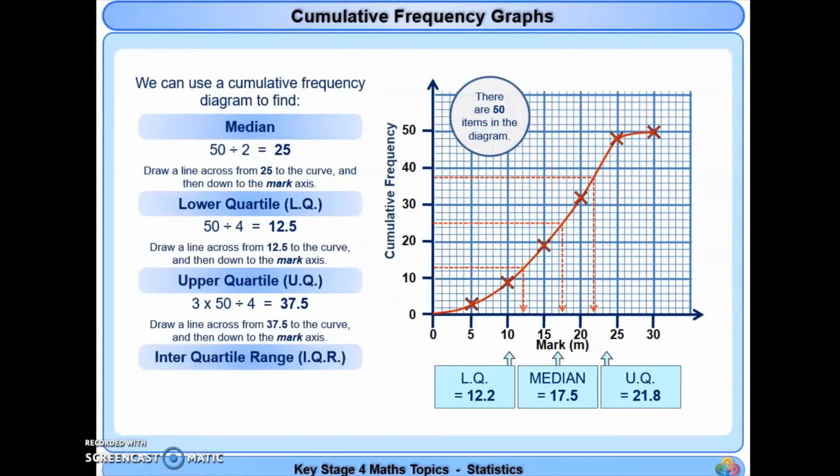Interquartile range is something else I may be asked for. Once we know the lower quartile, which we've taken out of the graph, and the upper quartile, which again we've interpreted from the graph, to find the interquartile range, you would take your upper quartile and subtract your lower quartile, which would give you the interquartile range of the data. This would show us the spread of the middle 50% of the data. So you may also be asked in an exam question to work out the interquartile range.